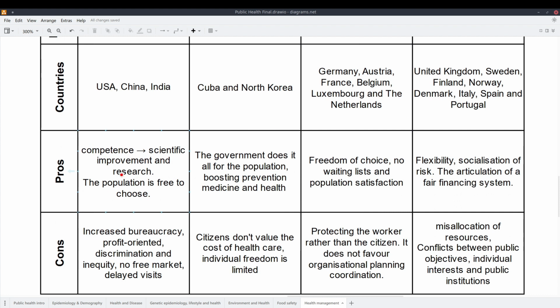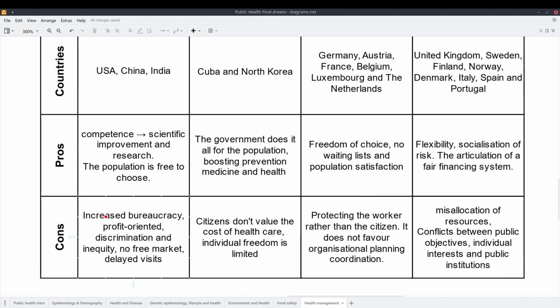The pros of the liberal method: competence. This will give scientific improvements and research to be the best one, and also the population is free to choose which healthcare system they want. In the socialist one, the government does it all for the population, boosting prevention and medicine and health. And then in the Bismarck, there is a freedom of choice, no waiting lists and the population satisfaction. In the Beveridge, we have flexibility, socialization of risk and the articulation of a fair financing system.